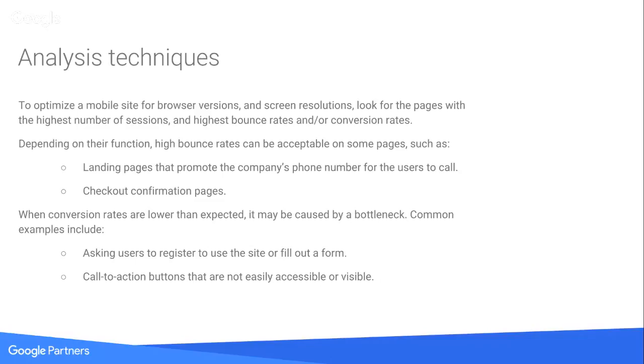When you notice a lower than expected conversion rate, you may have identified a bottleneck. Some examples of bottlenecks are asking users to register to use the site or fill out some kind of form beforehand. Also, call to action buttons that are not easily accessible or visible could be a bottleneck as well.